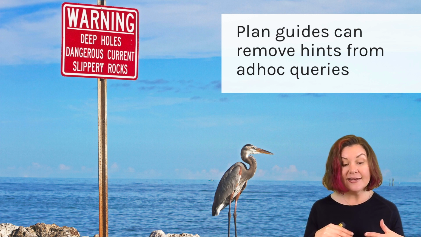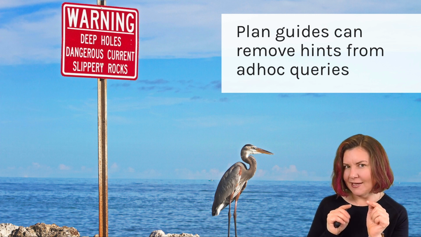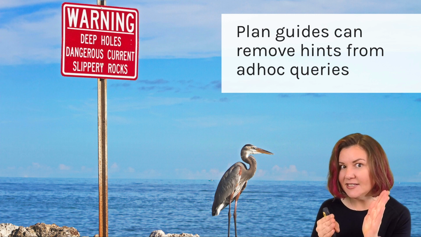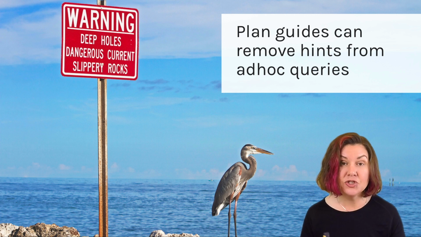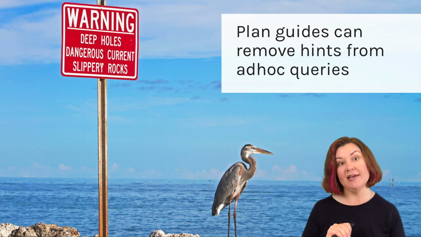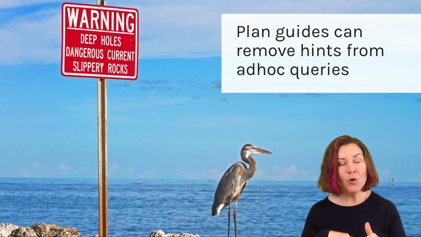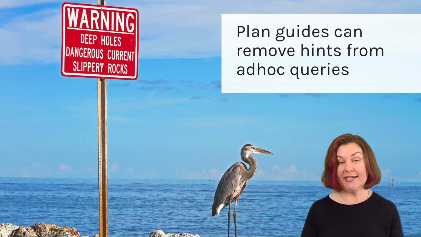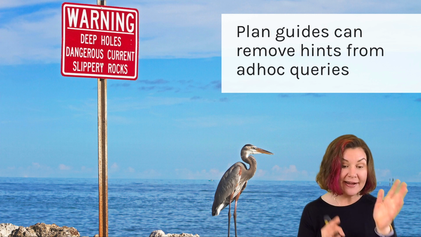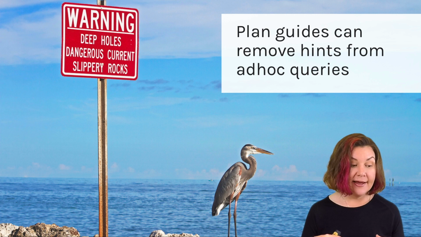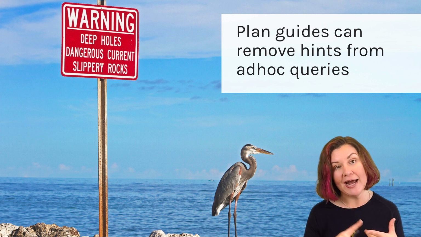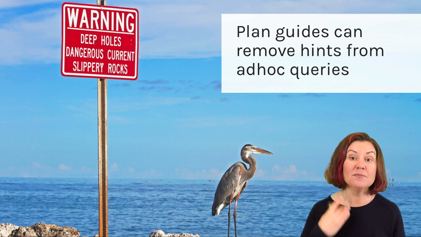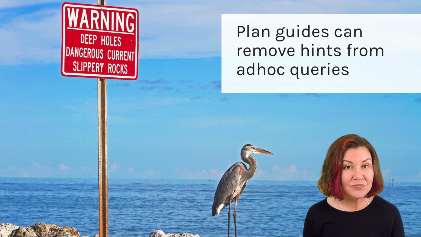You can create a plan guide that says, okay, if you see this T-SQL, I want you to add a hint to it, or remove a hint from it, or even you can replace hints if you want to. So you can say, recognize this T-SQL and change what's happening with the hint by either adding, removing, or replacing. And this can be really, really cool.